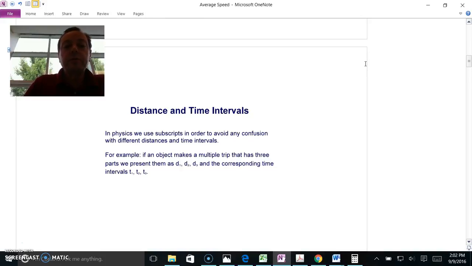So in physics, we use subscripts. If we look at, say, d1, the d refers to distance, but it's a particular distance. It's the distance we travel in the first segment. T1 is the time it takes to travel that first segment. So the subscript is like the name of the variable. It stands for a particular variable. So don't let subscripts make you nervous.